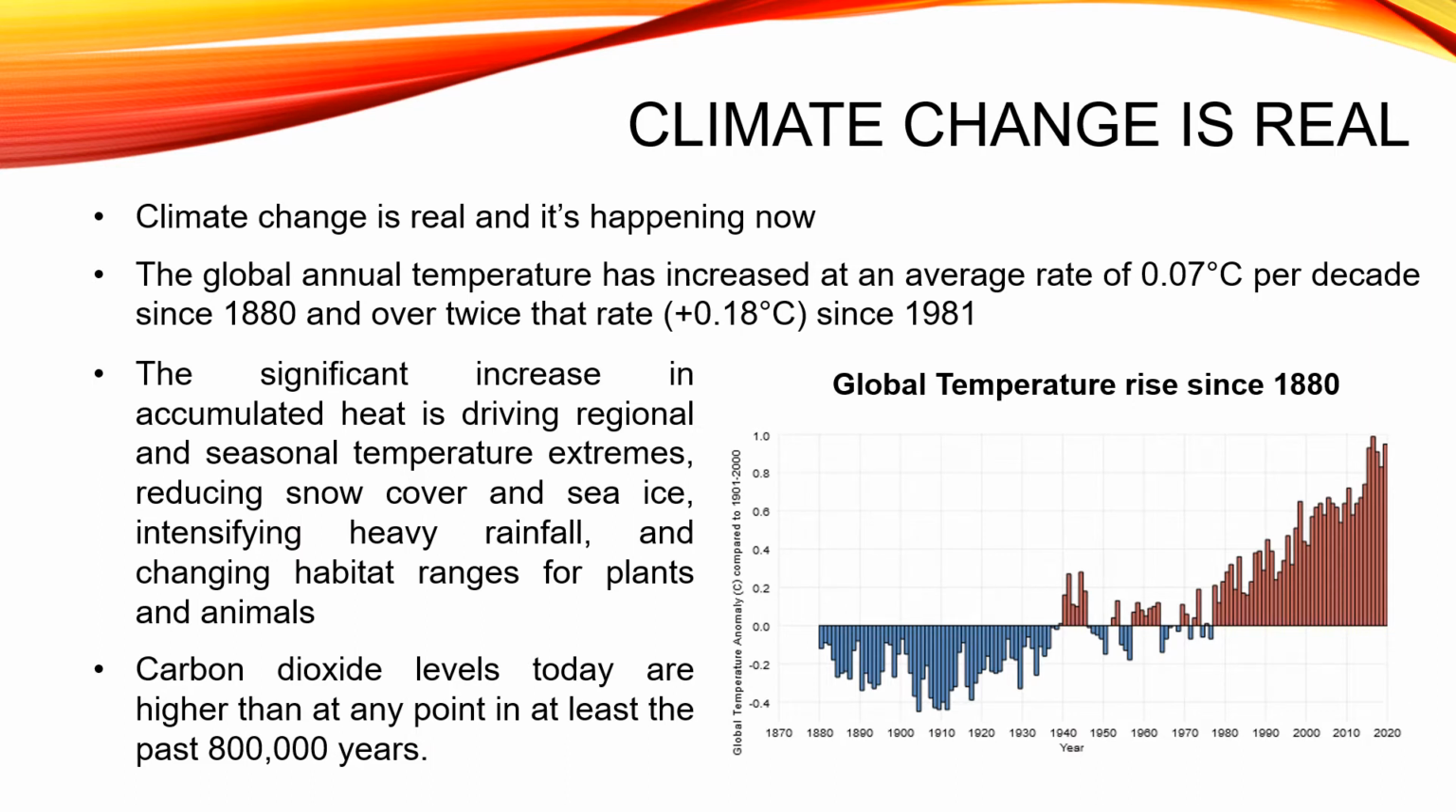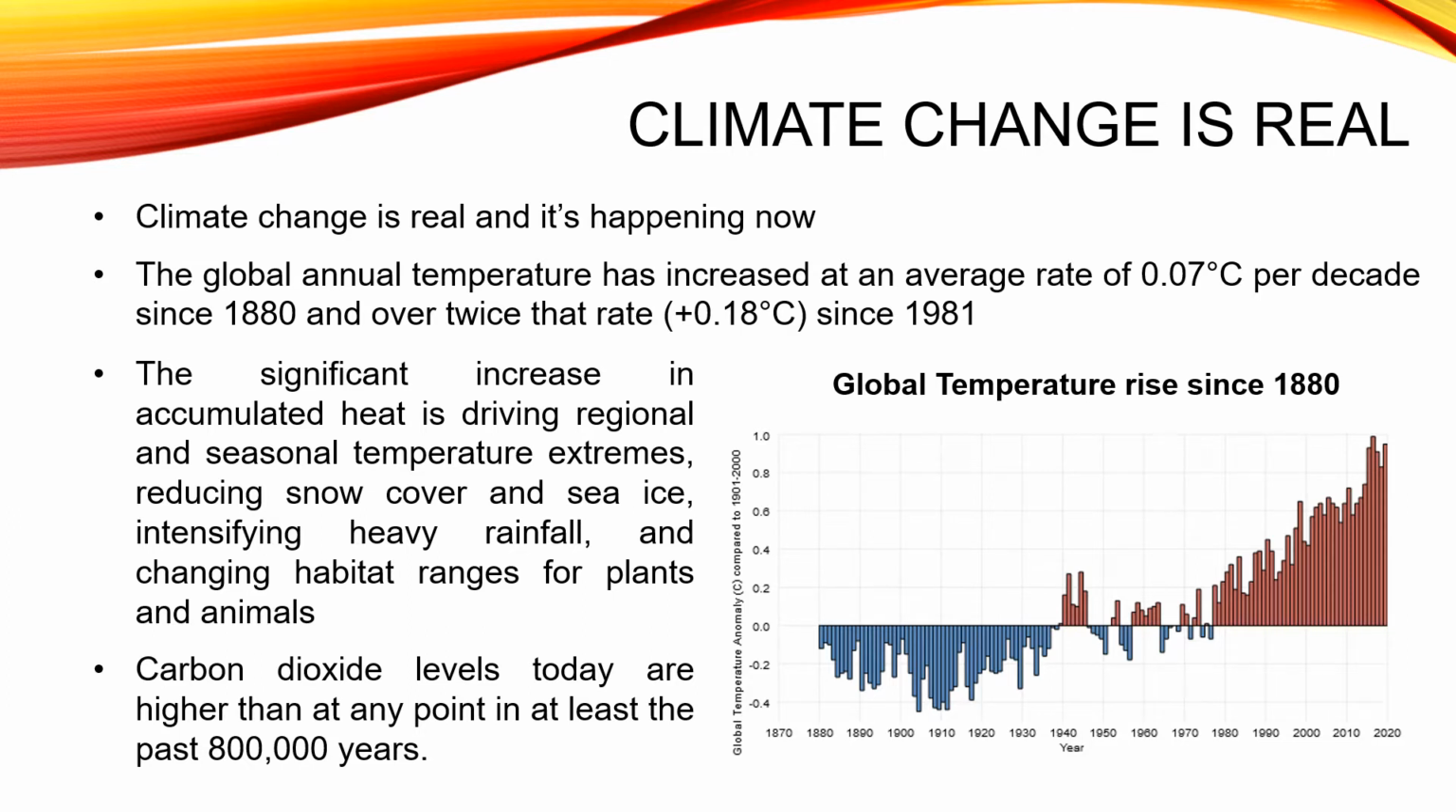So let's get started. The first thing to say is that I was surprised when I was researching this course how big the impacts of climate change have been already. Climate change is very real, and it's happening now. For example, the global annual temperature has increased at an average rate of 0.07 centigrade per decade since 1880, and at over twice that rate, 0.18 centigrade, since 1981, and as you can see on the chart there, the global temperature rise since 1880.